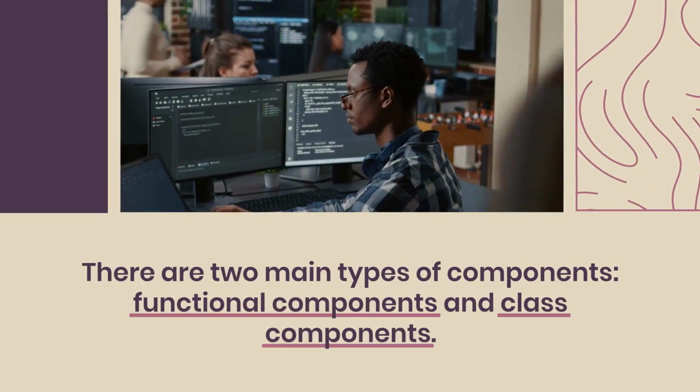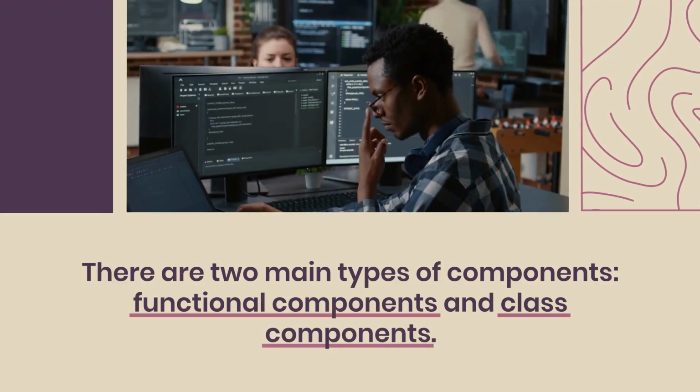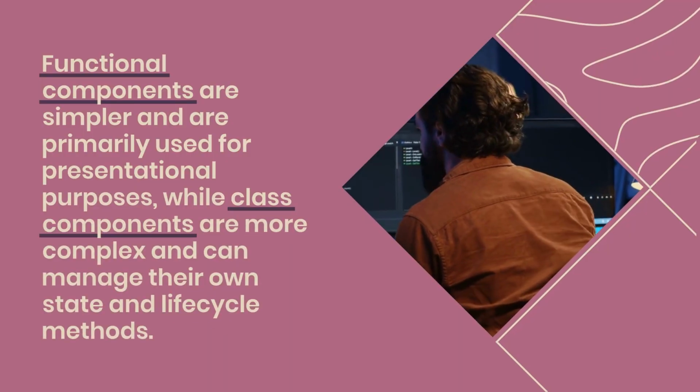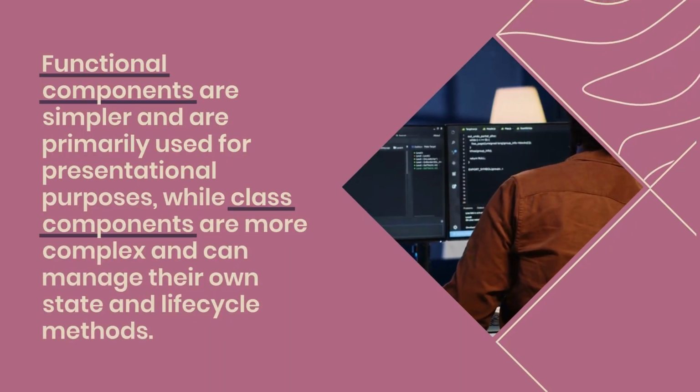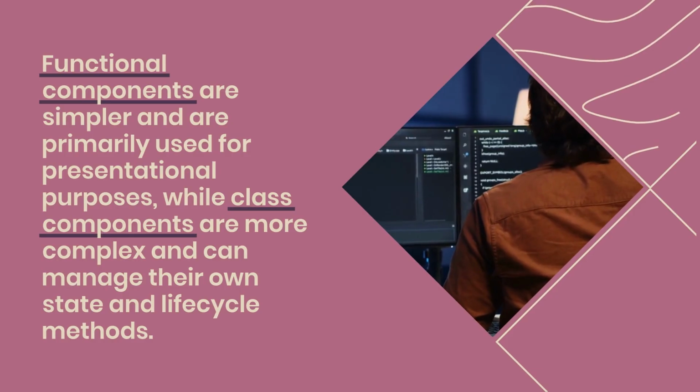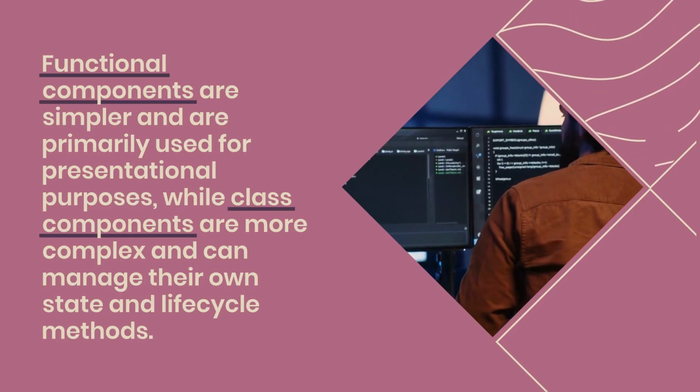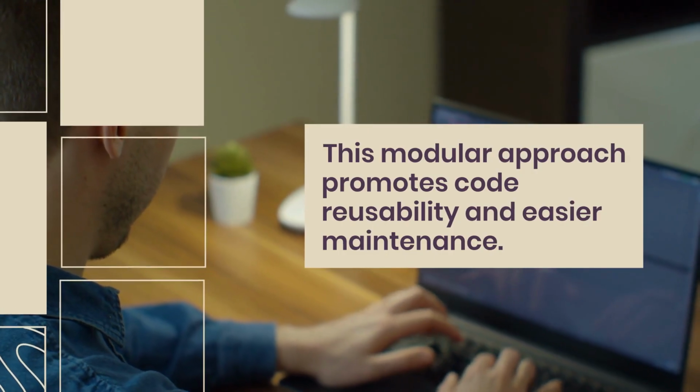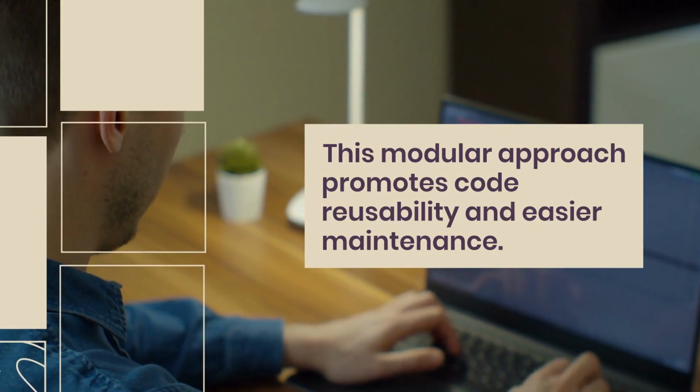There are two main types of components: functional components and class components. Functional components are simpler and are primarily used for presentational purposes, while class components are more complex and can manage their own state and lifecycle methods. This modular approach promotes code reusability and easier maintenance.